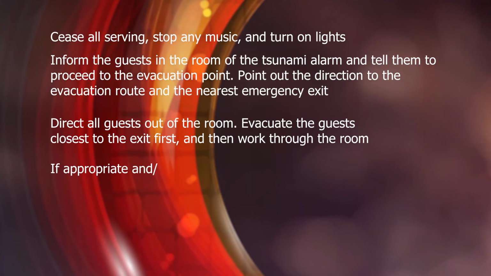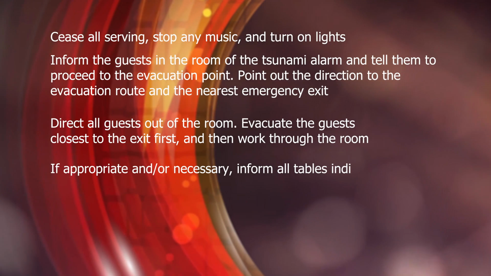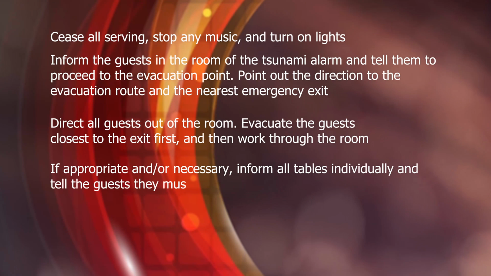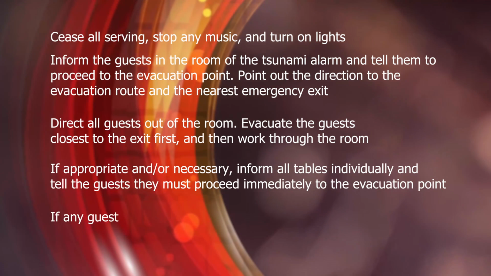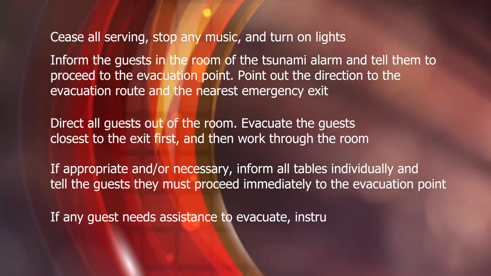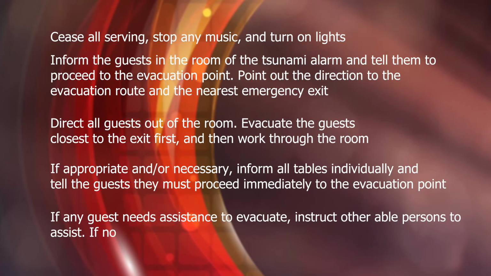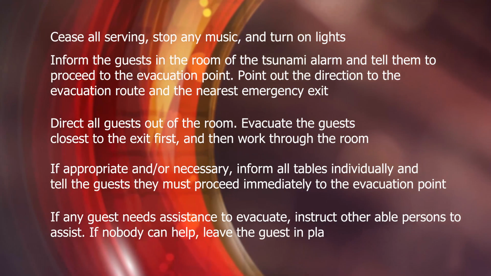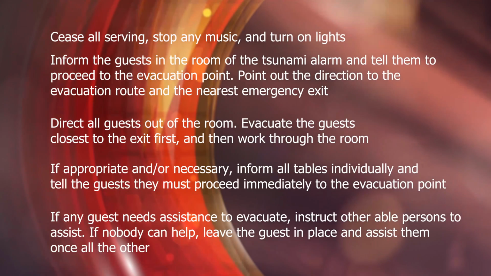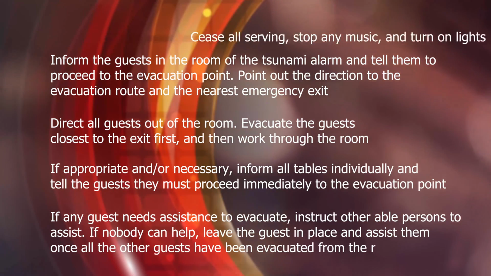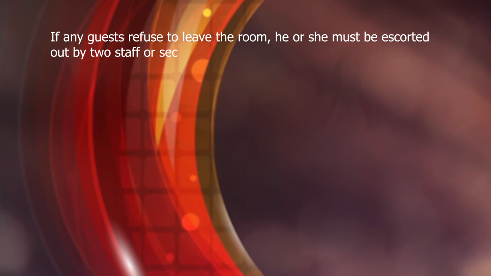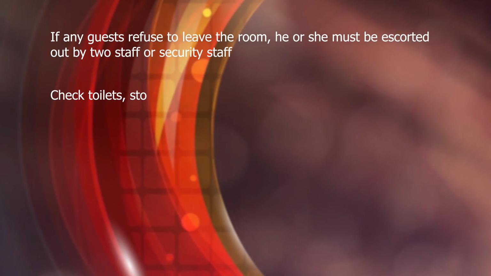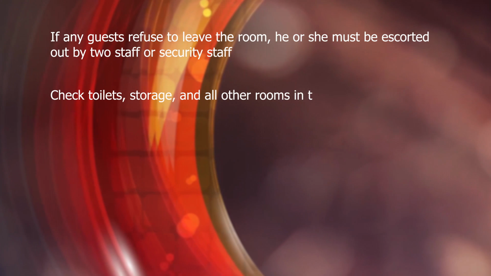If appropriate or necessary, inform all tables individually and tell the guests they must proceed immediately to the evacuation point. If any guest needs assistance to evacuate, instruct other able persons to assist. If nobody can help, leave the guest in place and assist them once all the other guests have been evacuated from the room. If any guest refuses to leave the room, he or she must be escorted out by 2 staff or security staff. Check toilets, storage, and all other rooms in the area.